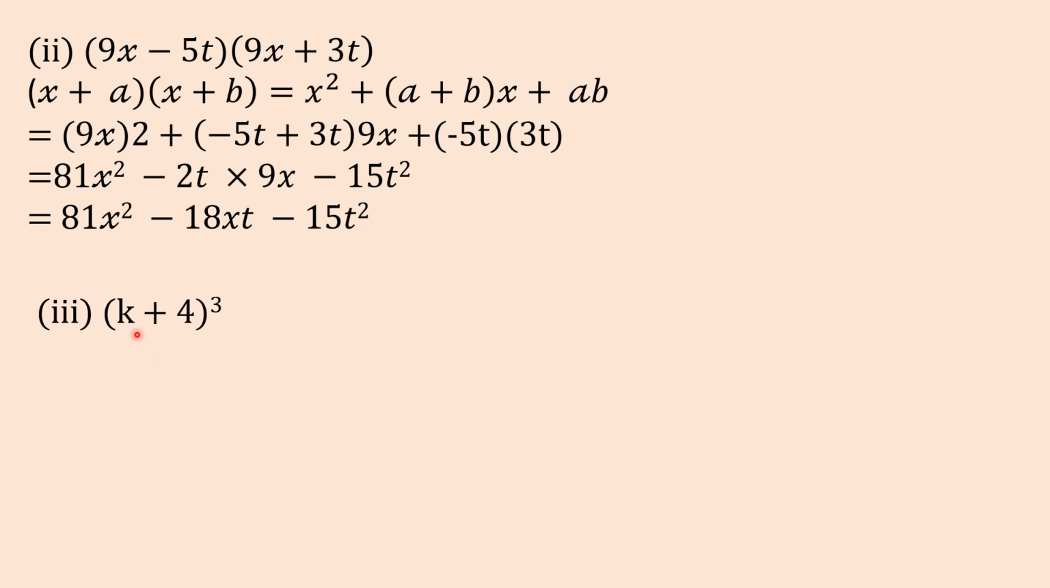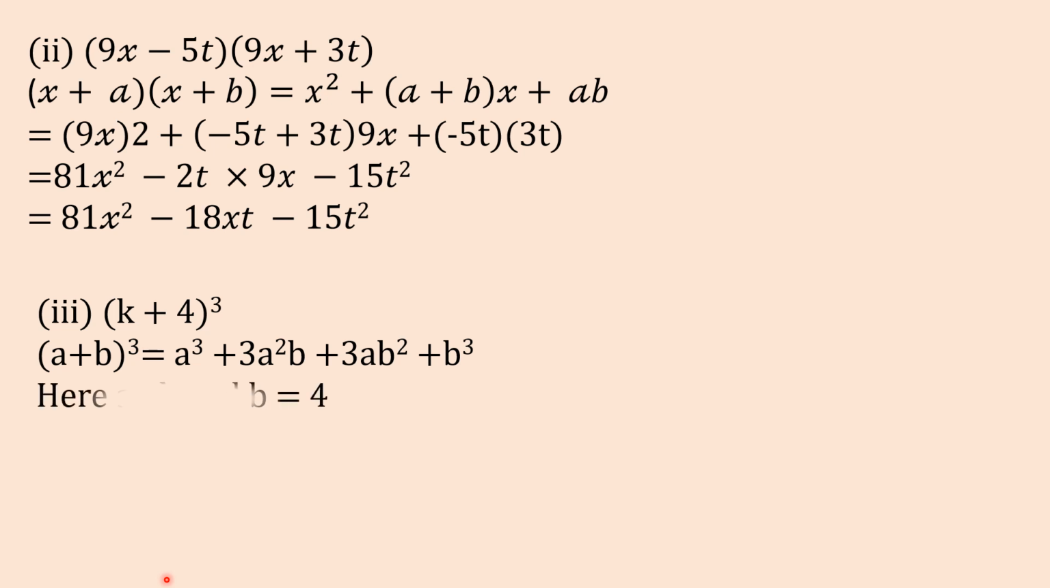Now moving to the third one. What is given? (k plus 4) the whole cube. Now for (k plus 4) the whole cube, we have to use the formula (a plus b) the whole cube, that is a cube plus 3a square b plus 3ab square plus b cube. So students will use this formula. Here our a equal to k and b equal to 4.